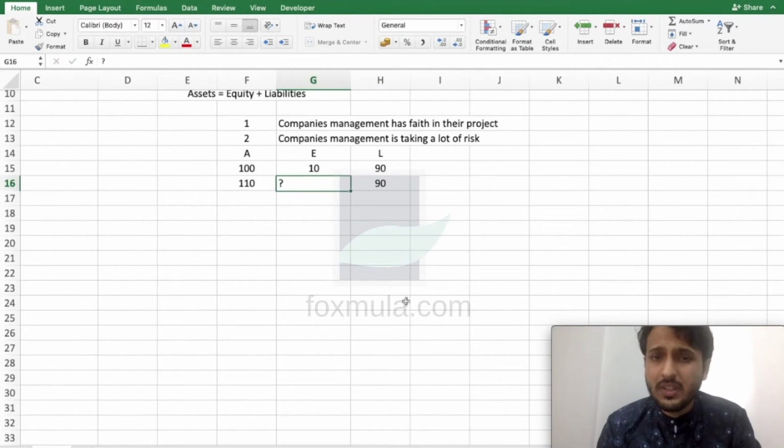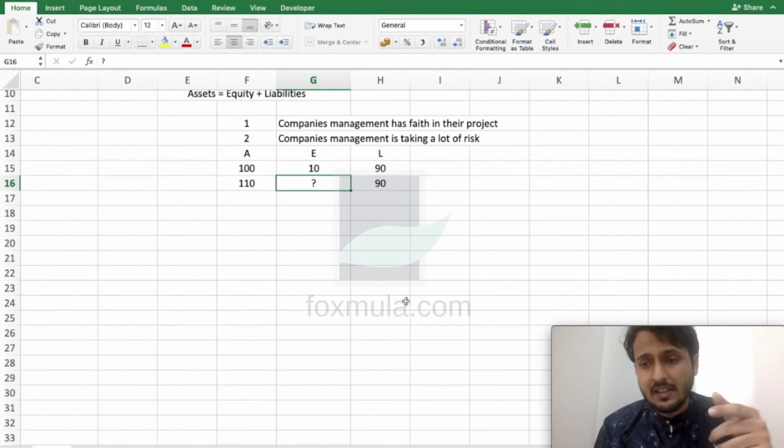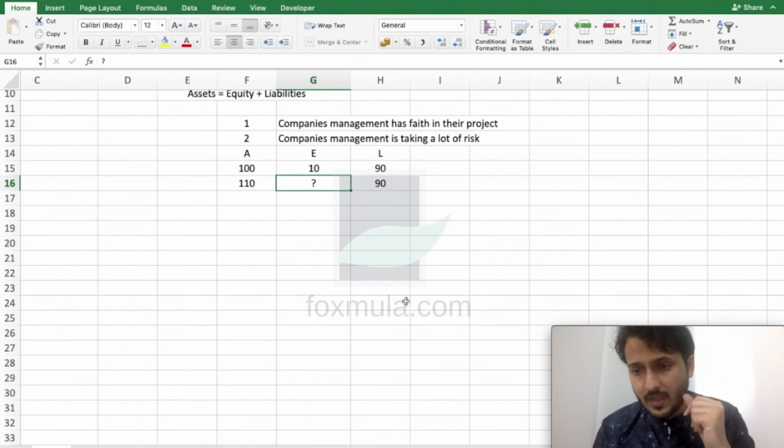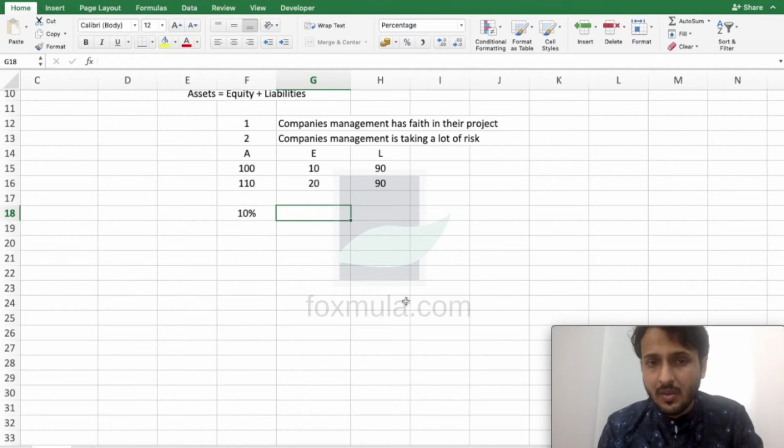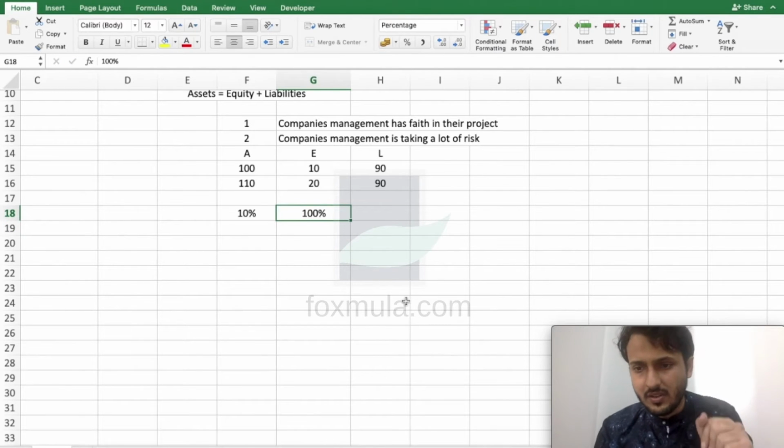So what's going to be the equity to balance this equation, asset is equal to equity plus liability? What should be the equity? I think you have guessed it, it's 20. So your return on asset here is just 10%, right? But your return is whopping 100%. See, that's the magic of leverage. That is the magic that we are talking about.